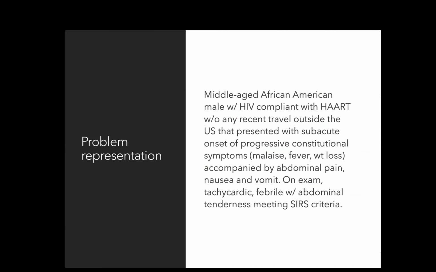Okay. So again, this is a middle-aged African-American male, HIV compliant with HAART. No recent travel outside the U.S. Presented with subacute onset of progressive constitutional symptoms. Remember the fever and weight loss, generalized malaise, accompanied by abdominal pain, nausea, vomiting. On exam, found to be tachycardic and febrile with abdominal pain, some kind of localizing symptom, and meeting Sturm's criteria.